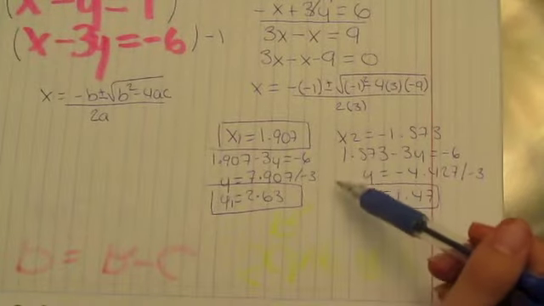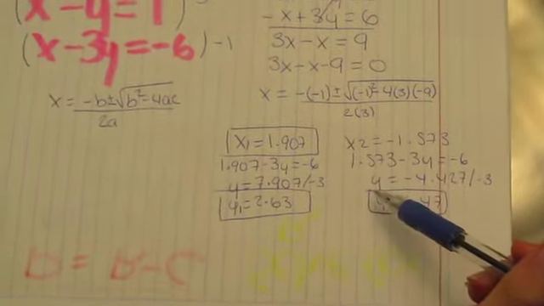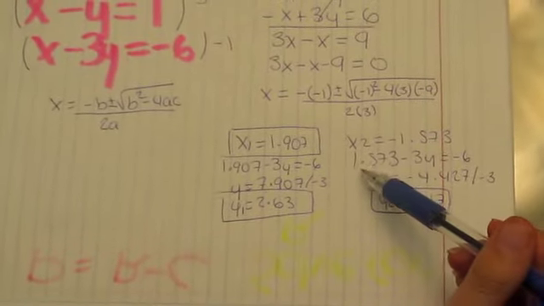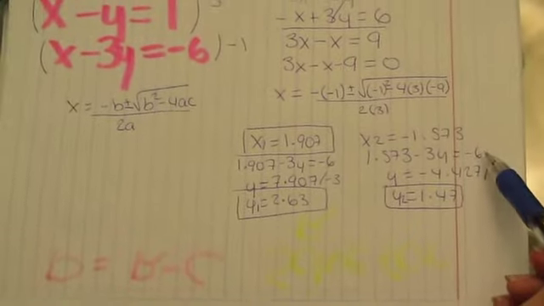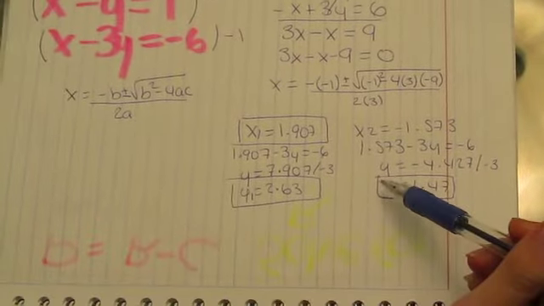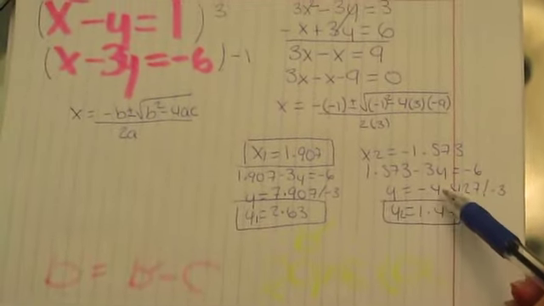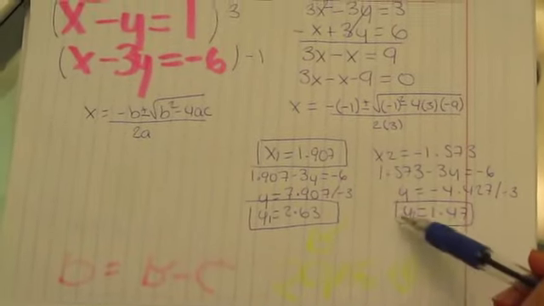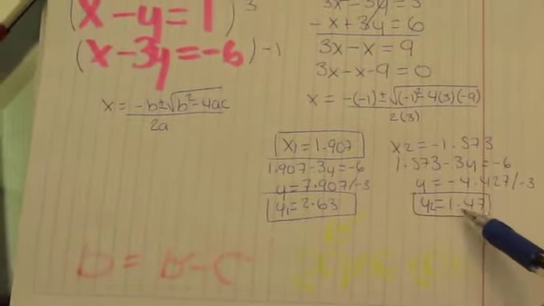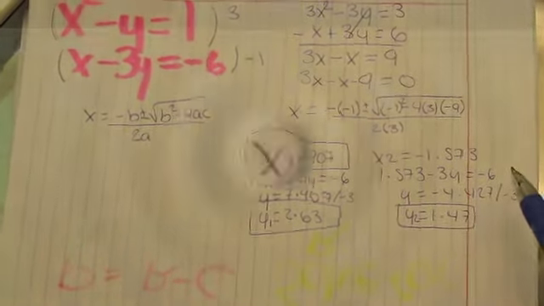And you have to substitute to do the y, so it's going to be 1.573 minus 3y equals minus 6, so it's going to be y equals minus 4.427 over minus 3, so y2 is going to be 1.47.